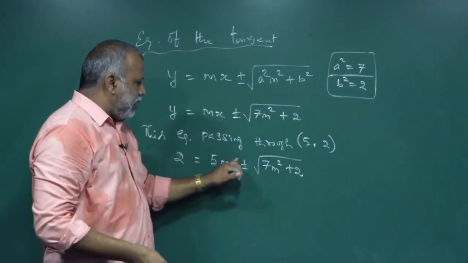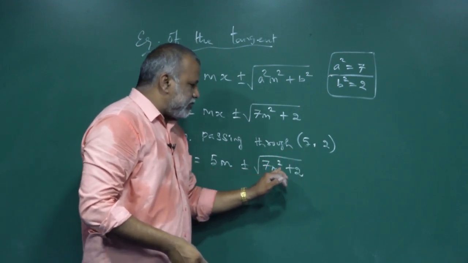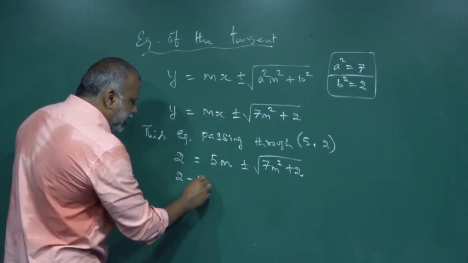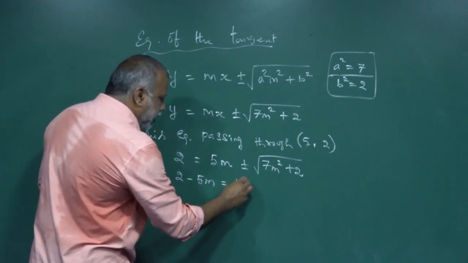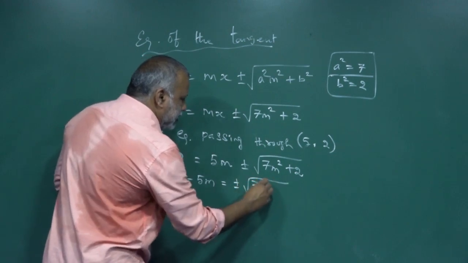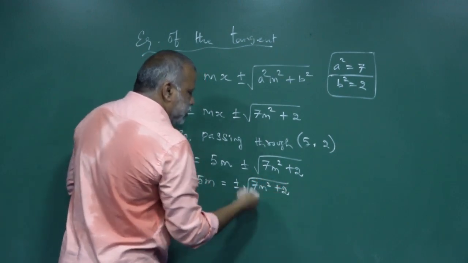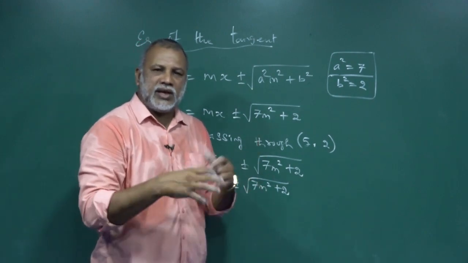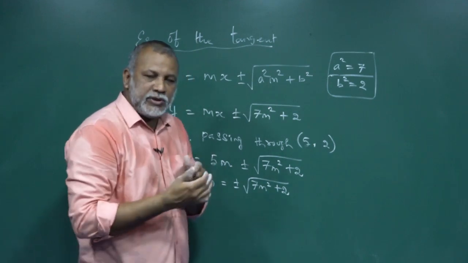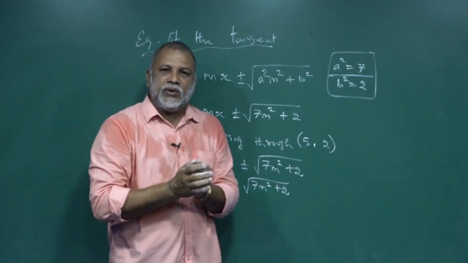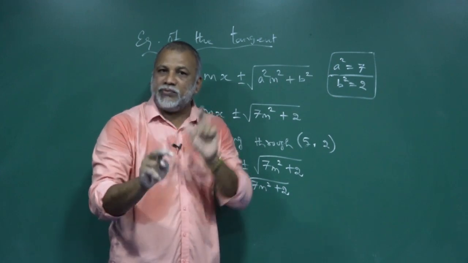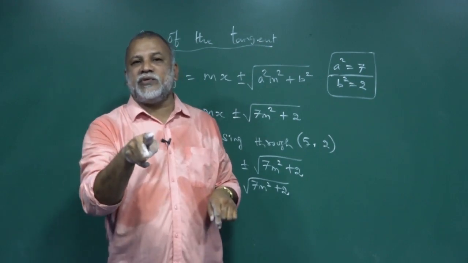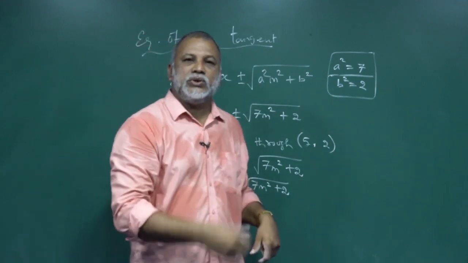2 equal to 5m plus or minus square root of 7m squared plus 2. So I am keeping this root family on one side. The remaining is 2 minus 5m is equal to plus or minus square root of 7m squared plus 2. If I want to remove the root, then square both sides. After that, on the LHS we get the a minus b whole square formula. We are able to simplify, then we can get two values of m. Refer to the theory, already discussed. Solving this equation we can get two values of m, say m1 and m2.